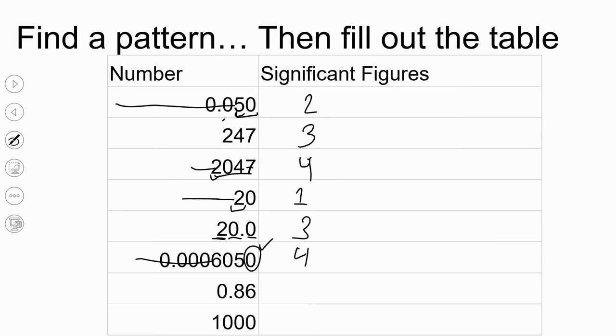Okay, how about this one? This one has 2. Good. How about this last one? Just 1. Good. Okay. So this is kind of weird. It's just rules to remember.